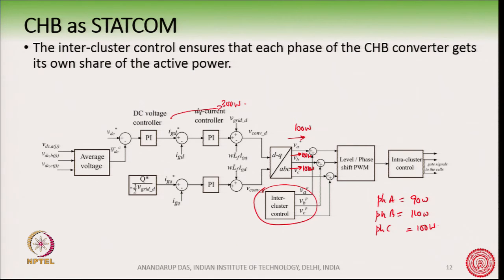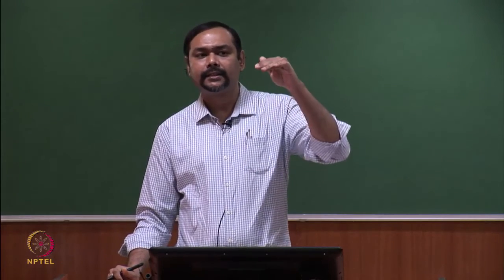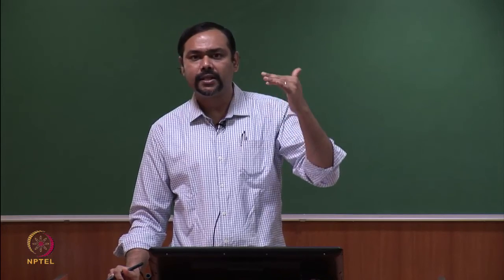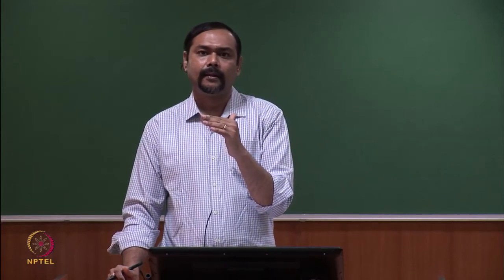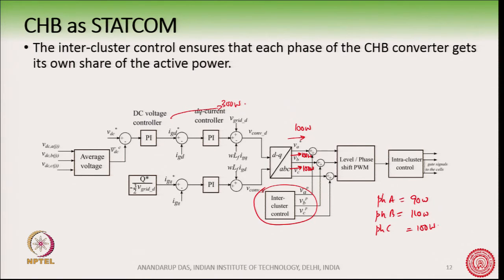Okay. The total is 300, but the 3 phases are taking different wattages. It may also happen that in phase A, one of the cells has, for some unforeseen reason, had its voltage dip and you want to recover the voltage quickly. So, therefore, you can have such a situation. This intercluster control block ensures that all these 3 phases get their own share of the active power, okay, 90, 110 and 100 for example.